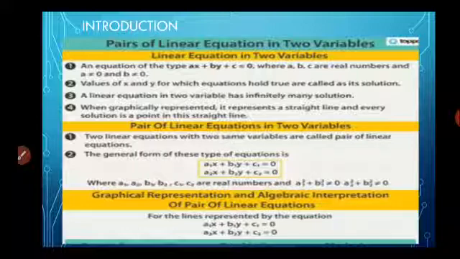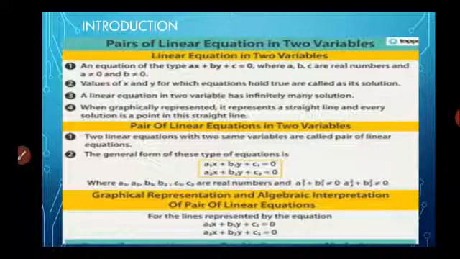Here we have to keep in our mind that values of x and y for which the equation holds true are called its solutions. A linear equation in two variables has infinitely many solutions. When graphically represented, it always represents a straight line, and every solution is a point on this straight line.